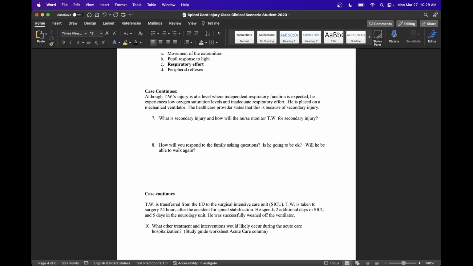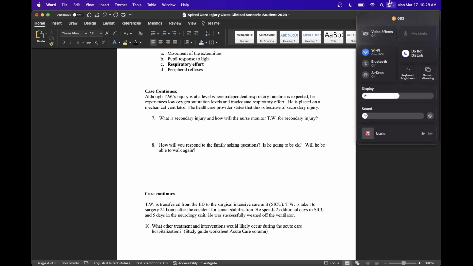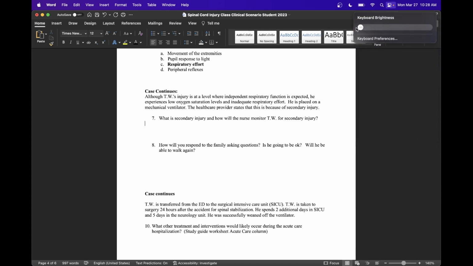So how will you monitor? Because we know what it is. How do you monitor for secondary injury? Motor and sensation, be a little bit more specific. Well, if they completely lose all reflexes. So if they completely lose reflexes, that's what? Spinal shock. We're talking about secondary injury. Spinal shock is not secondary injury.